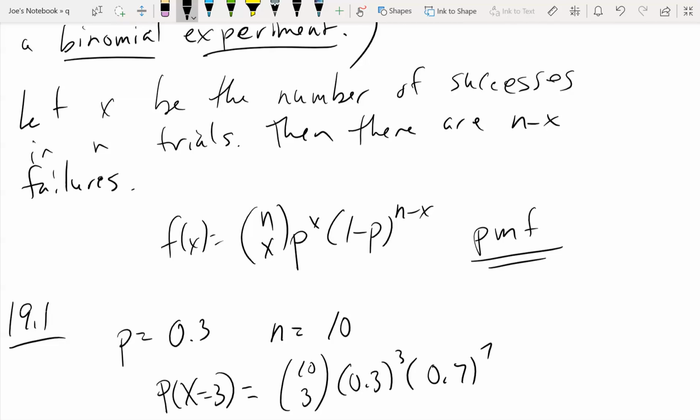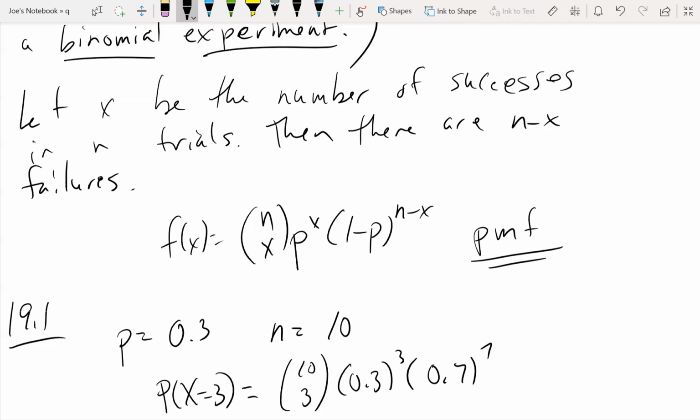So it's just plugging it directly into the formula, right? The n was 10, the x is 3, so we get 10 choose 3, 0.3 to the third, 0.7 to the seventh. I think it was answer B. All right. You okay with that? Do we know? I mean, just plugging the numbers in shouldn't be a challenge.